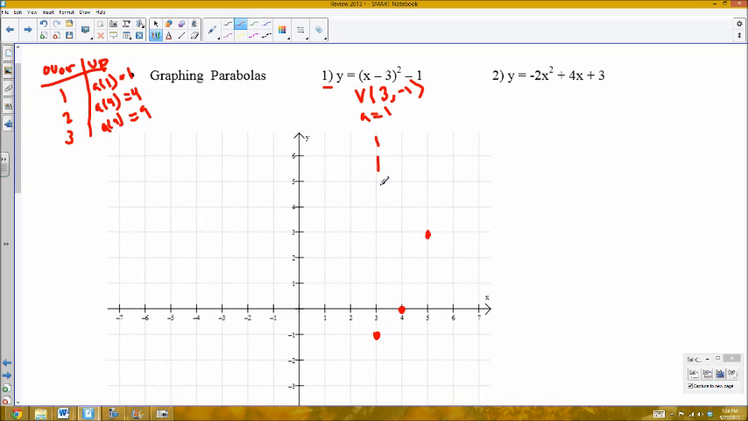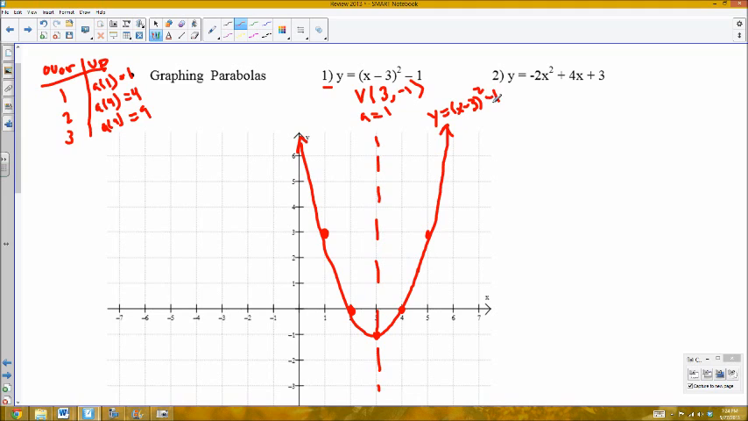And then my axis of symmetry goes through that x coordinate of my vertex, and it's called an axis of symmetry because that graph is symmetric around it. So I'll have a symmetric point here, and I will have a symmetric point here, so it's acting kind of like a mirror. And then I go to sketch my graph. Okay, so this is y equals (x minus 3) squared minus 1. Now I'll plot my other graph.